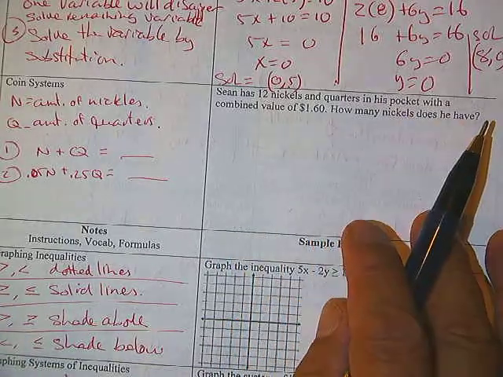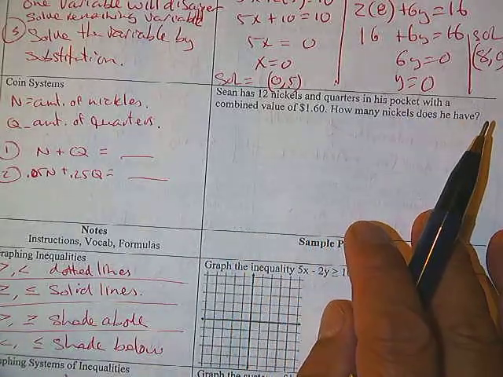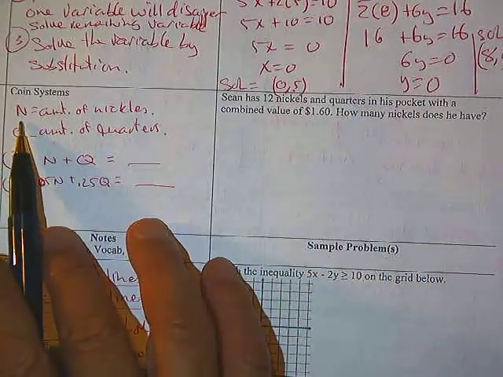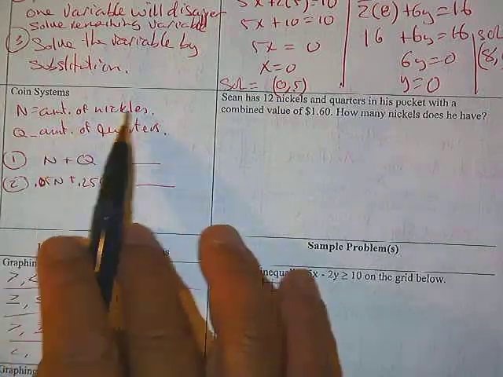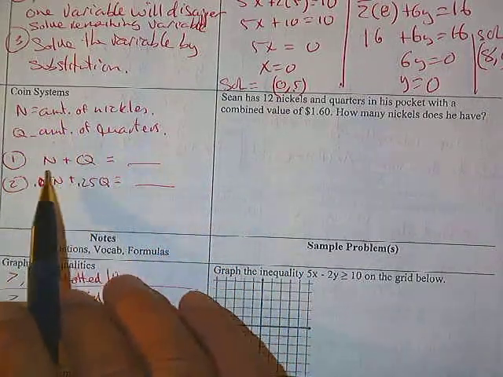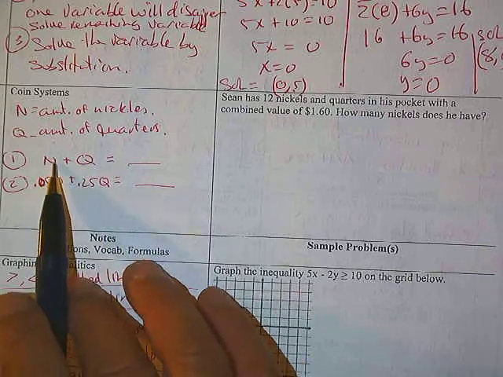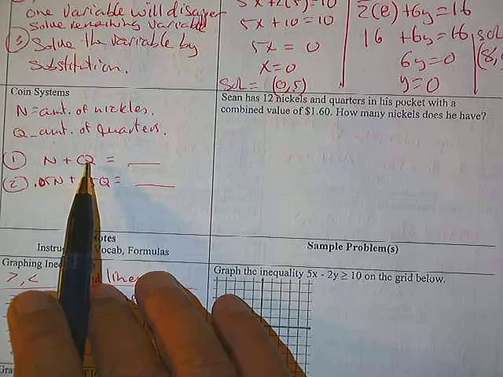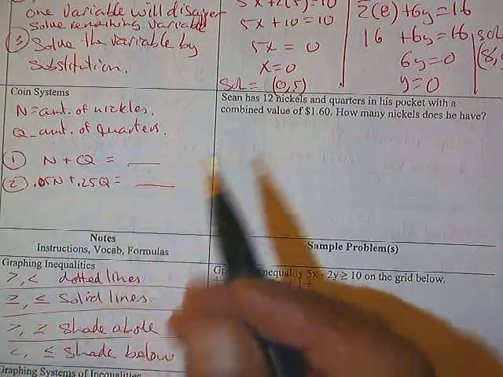Alright, let's try number 19. This is a coin system. It says Sean has 12 nickels and quarters in his pocket. So, not 12 nickels and not 12 quarters. The combination of nickels and quarters has 12 coins, and the total value is about $1.60. So how do we work out how many nickels?